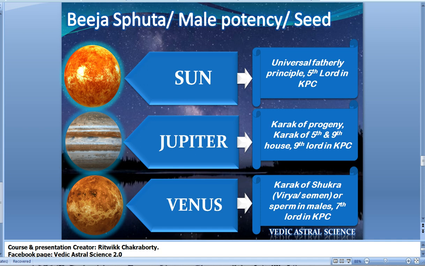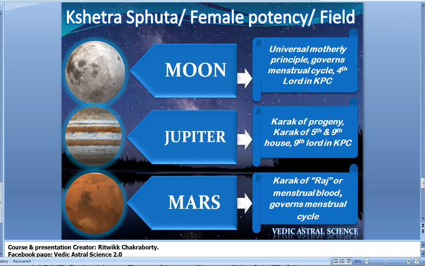Alright friends, now let us move to the next slide where we will discuss about the Kshetra Sphuta. Here we can see that the Kshetra Sphuta indicates female fertility potential. Okay, so here I have changed the slide. You can see that it is Kshetra Sphuta or female potency, or you can also call it field or Kshetra. Okay, so it basically signifies the health and condition of the ovum. Okay, that is female fertility unit.